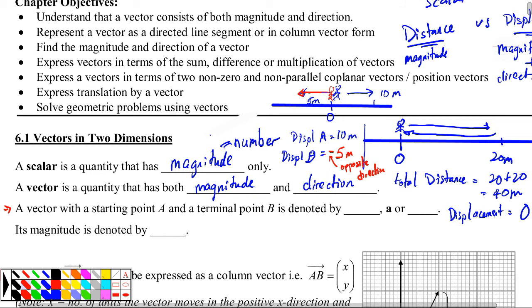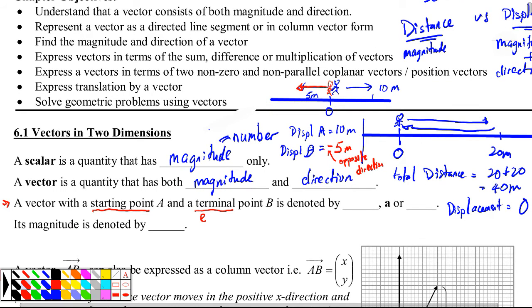Now, how does a vector look like? A vector is very simple. A vector means I want to walk from a starting point to a terminal point. What does the word terminal mean to you? Long term? Not exactly, but terminal means ending. So I have a starting point, I have an ending point.